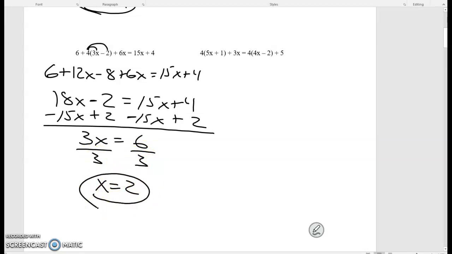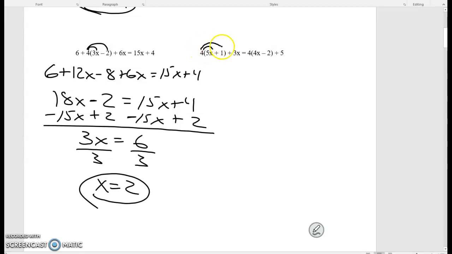And you can plug that in. 3 times 2 is 6, minus 2 is 4. 4 times 4 is 16. 6 times 2 is 12. So 6 plus 16 is 22. 22 and 12 is 34. 15 times 2 is 30, plus 4 is 34. You can check all of your work here.